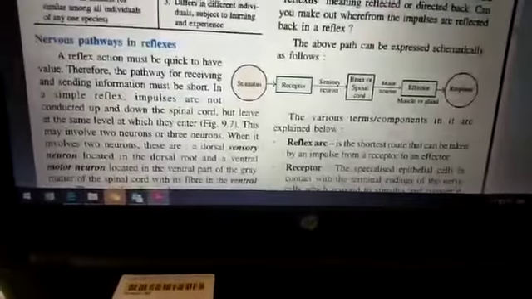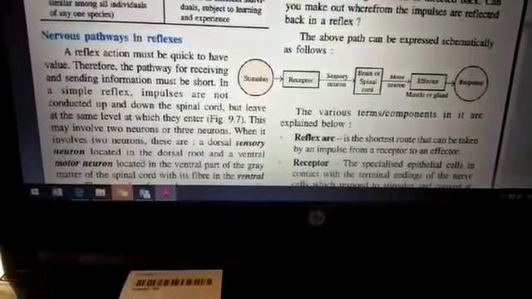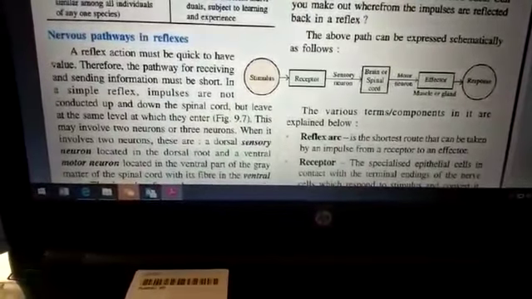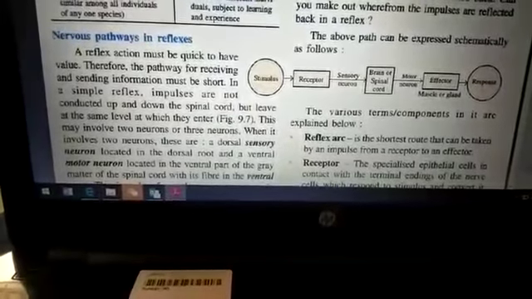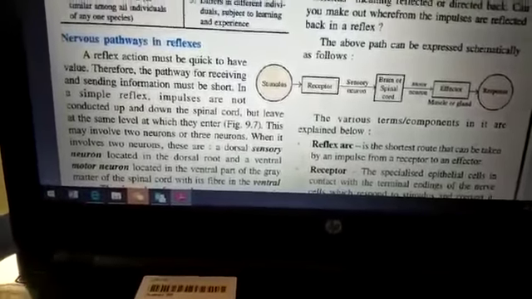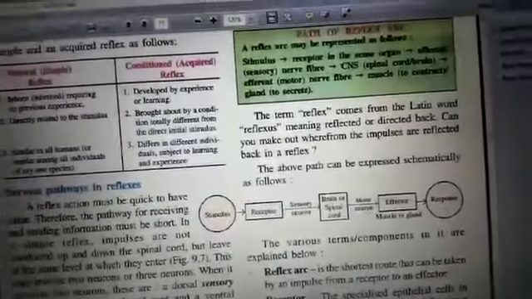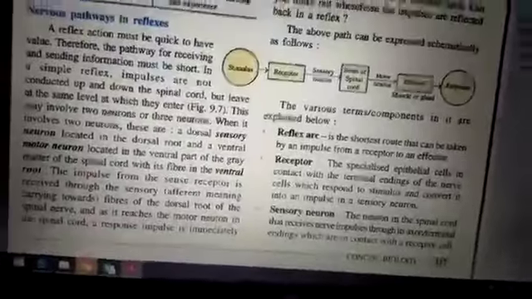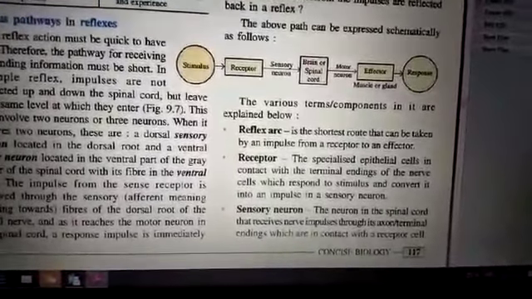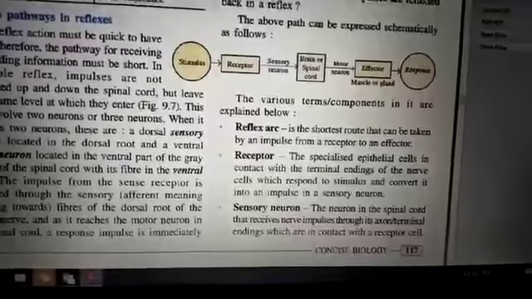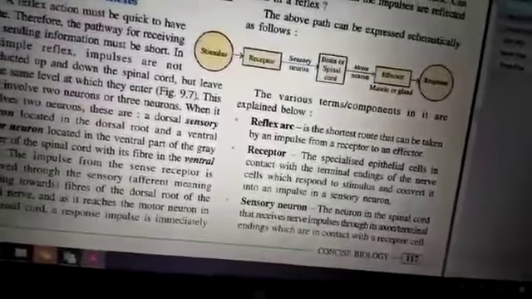The similar pathway is shown in the diagram below. Stimulus, receptor, sensory neuron, brain or spinal cord, motor neuron, effector, and response. Okay, this figure is important. You learn this series as the reflex arc works on this only. Okay, the terms are given. Some of the terms like reflex arc: the shortest route that can be taken by an impulse from a receptor to an effector. Okay, that is the pathway.